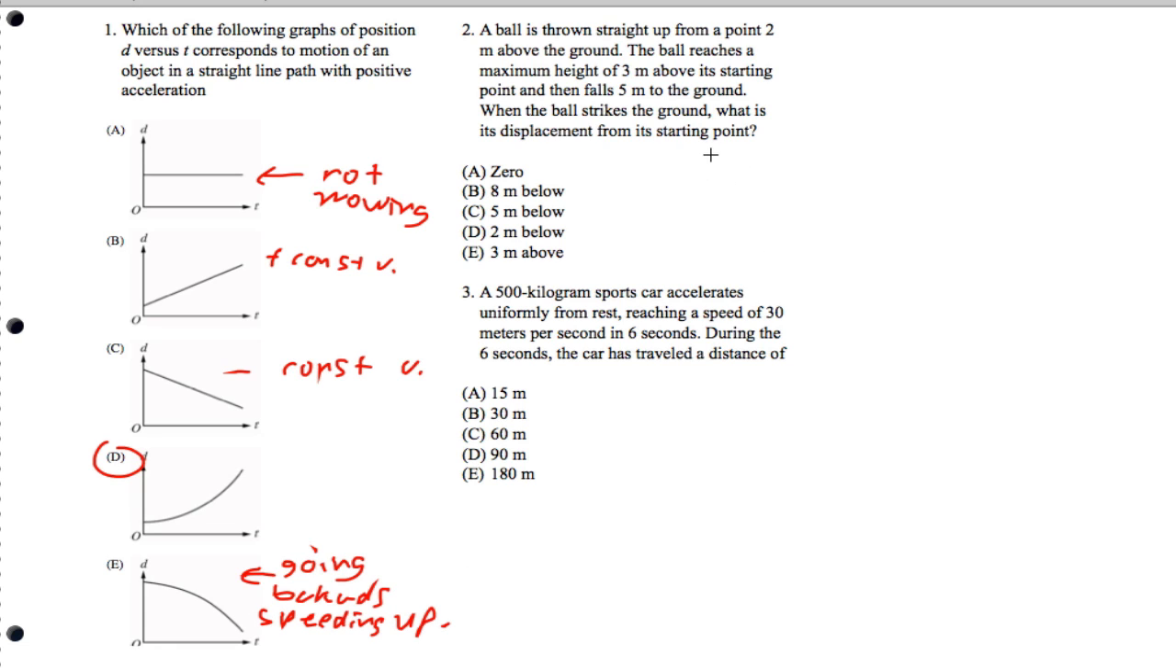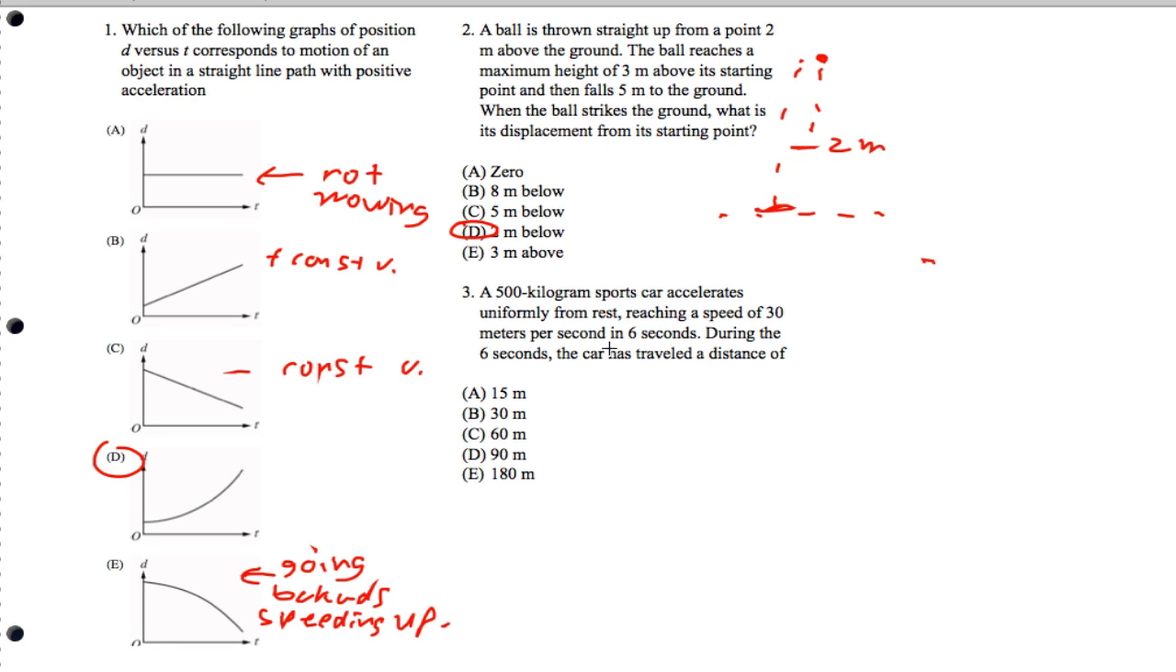Now, a ball is thrown straight up from a point 2 meters above the ground. So let me just draw the ground here. Now we're 2 meters up. We throw the ball straight up. It reaches a maximum height of 3 meters, and then it falls 5 meters back to the ground here. What is its displacement from the starting point? 2 meters below. And that's it. So 2 meters below.